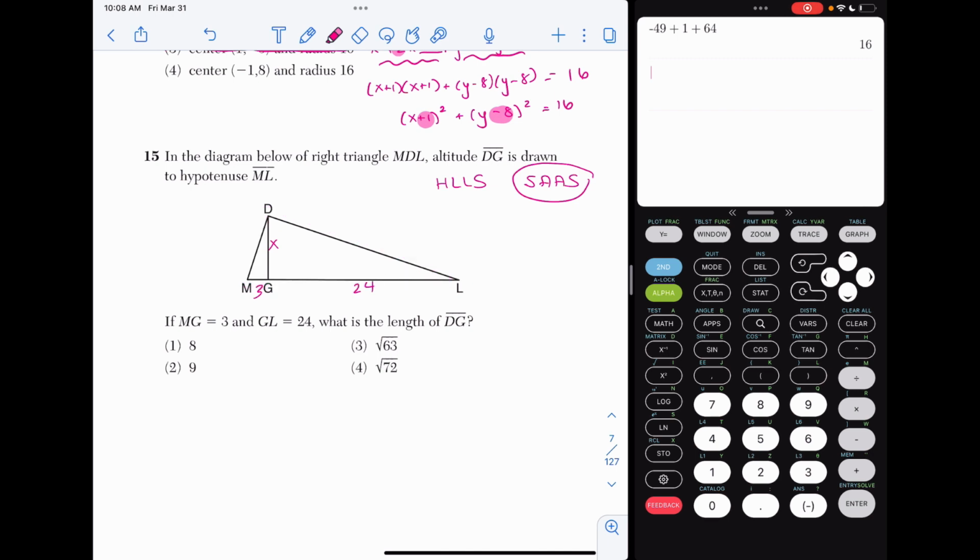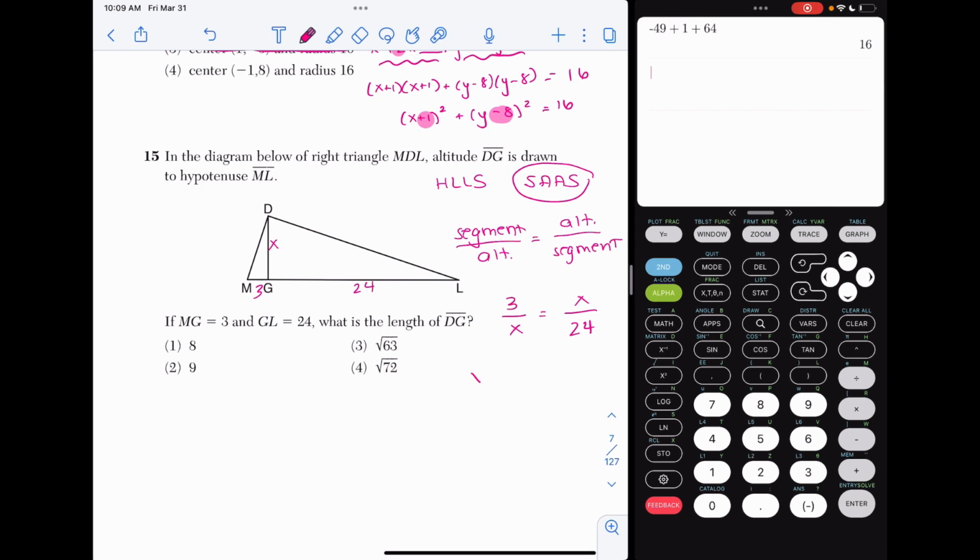In this case, since I'm looking for SAS, and I'm using SAS here, that formula is segment over altitude, I'm just going to abbreviate there, equals altitude over segment. And we're going to use the two different segments there. So the two segments are 3 and 24. The altitude I do not know, so I'm going to put x there. And now I can cross multiply.